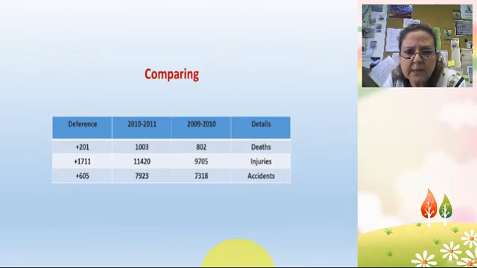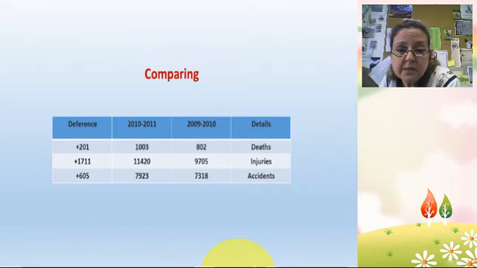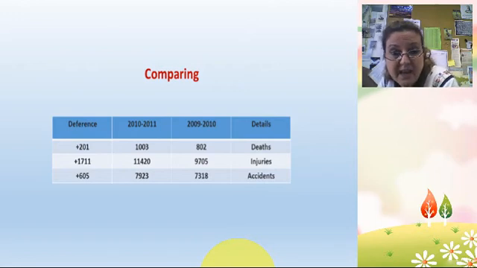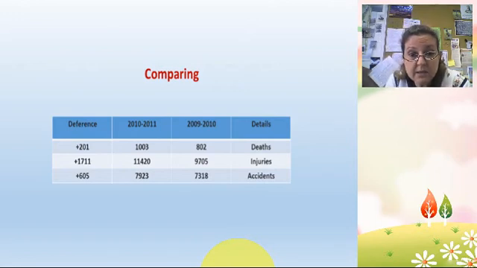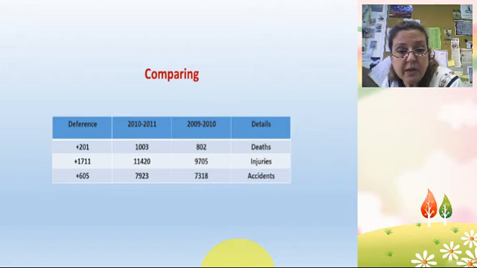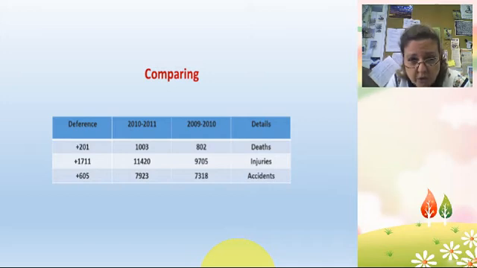Now let's look at the difference over the time period from 2009 to 2010. The statistics show that there were 802 deaths. However, in the next period from 2010 to 2011, the number of deaths increased by 200. So that's an incredible increase.